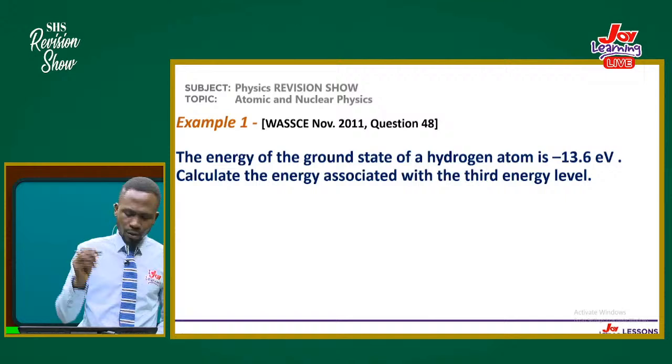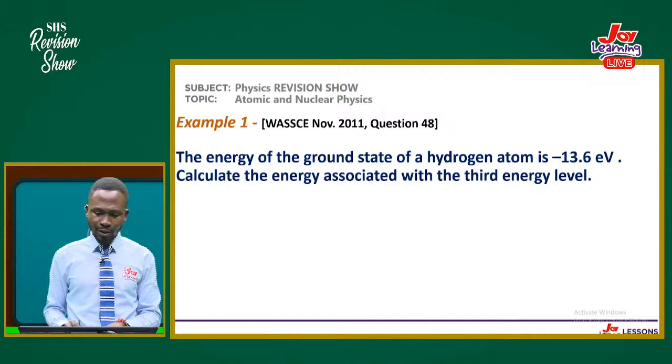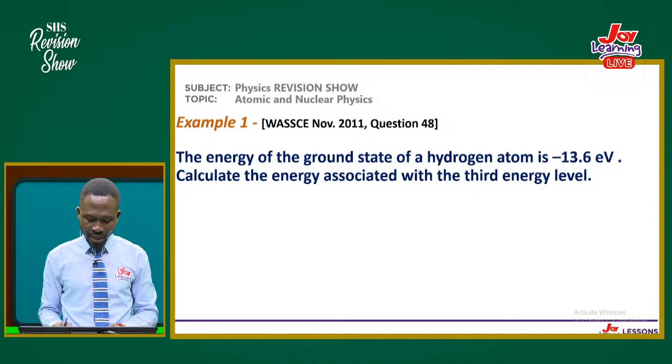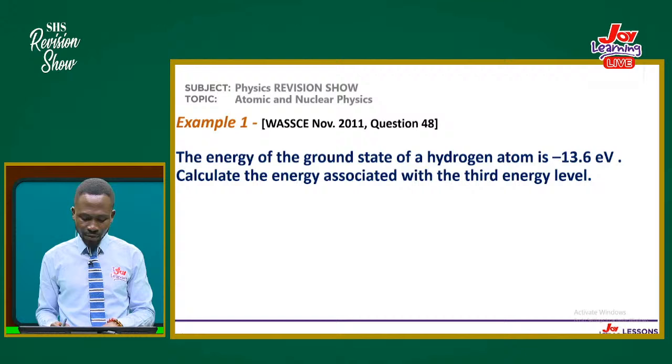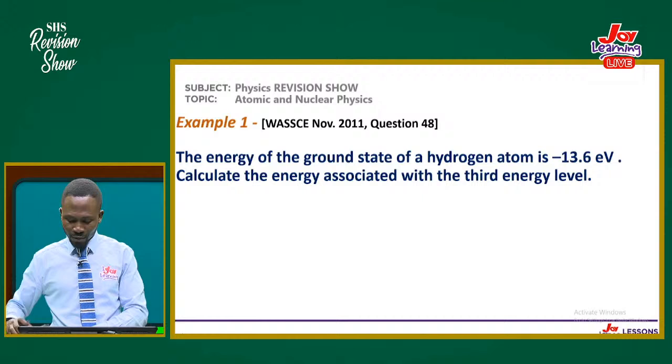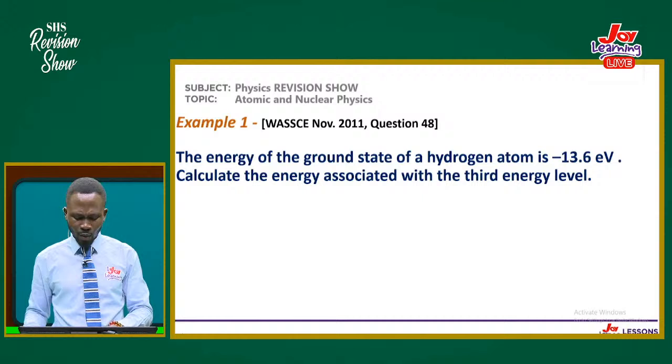We are told that the energy of the ground state of a hydrogen atom is minus 13.6 electron volts. And then we are asked to calculate the energy associated with the third energy level. Now, this is something that we are supposed to do. And you have to take your time and work it out and work it well. How do we solve this question? So let us look at how we go about it.